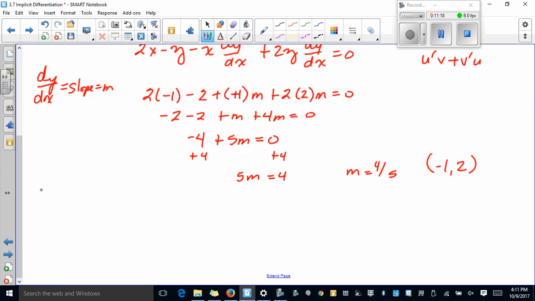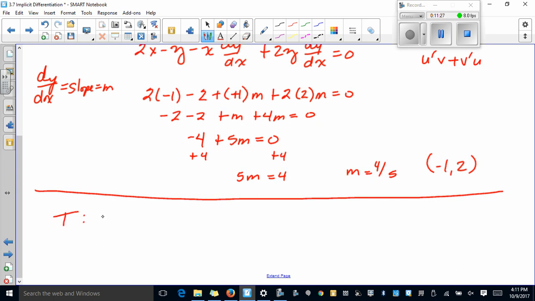So, tangent line: y minus 2 equals 4/5 times x minus negative 1. And our normal: y minus 2 equals the negative reciprocal, negative 5/4, times x plus 1. And we're done.